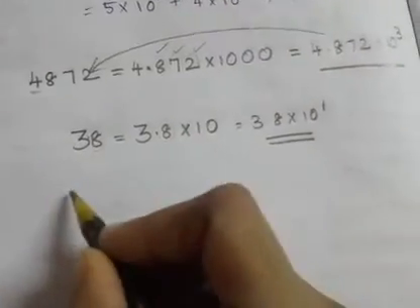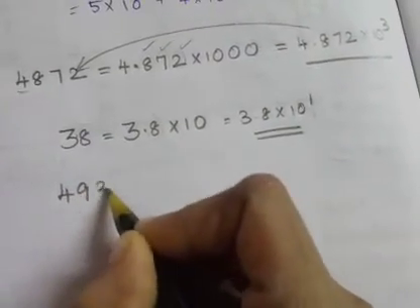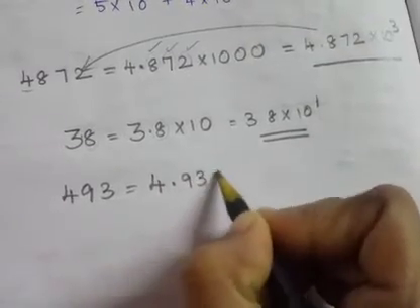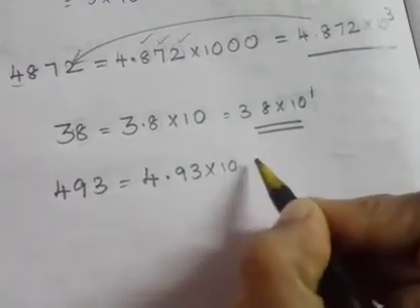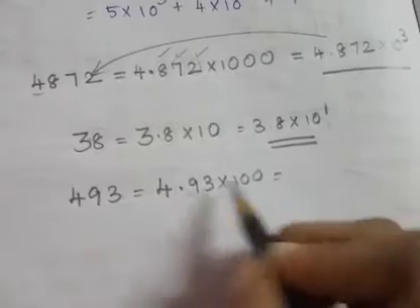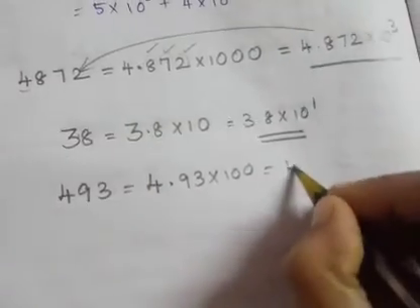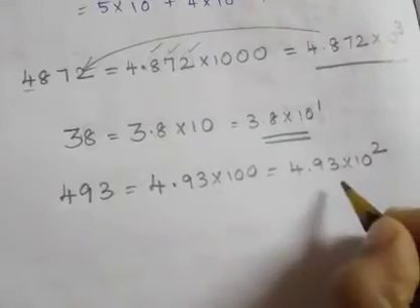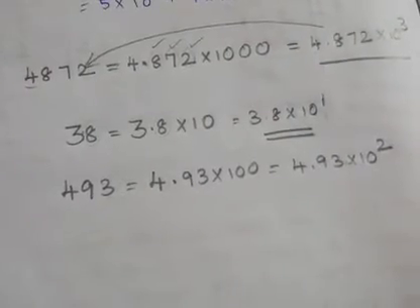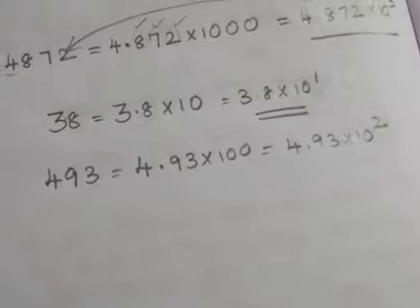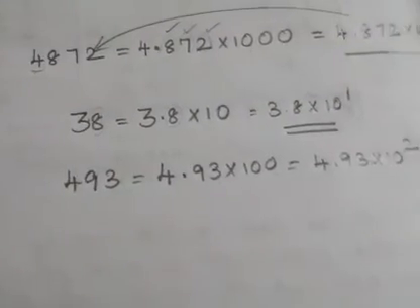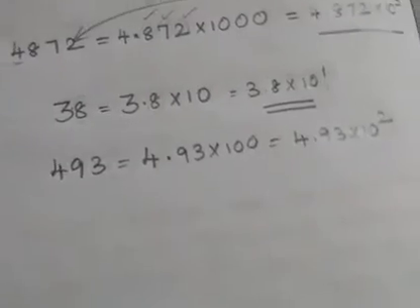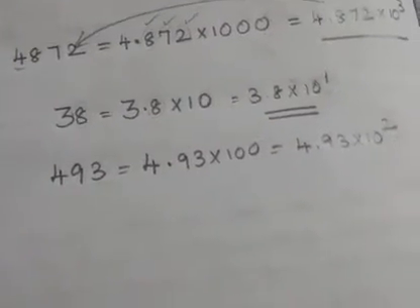Okay. Next, 493. How will we write it? 4.93 into 100. So 4.93 into 10 square is your standard form. Okay, so for every number we can write the standard form like this. It's very easy, and many examples are given for these numbers.